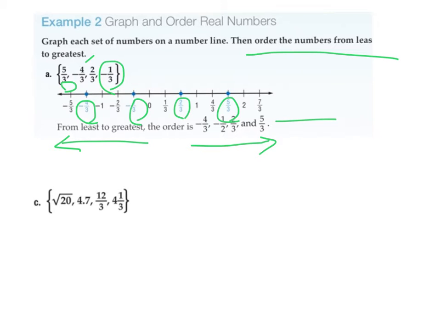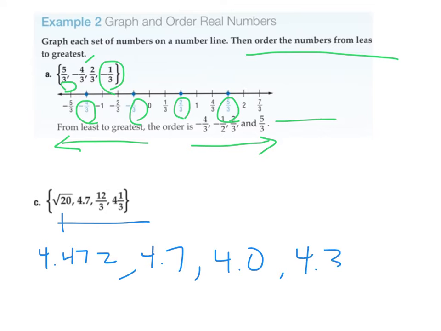Now to do a mixture of numbers like these here, let's change everything into a decimal. So if I put this into my calculator, I get 4.472, and I'm just going to go out 3 decimal places. We already have 4.7, and then 12 divided by 3 is just 4.0 if you want the 0, and then 4 1/3 is 4.3 repeating.